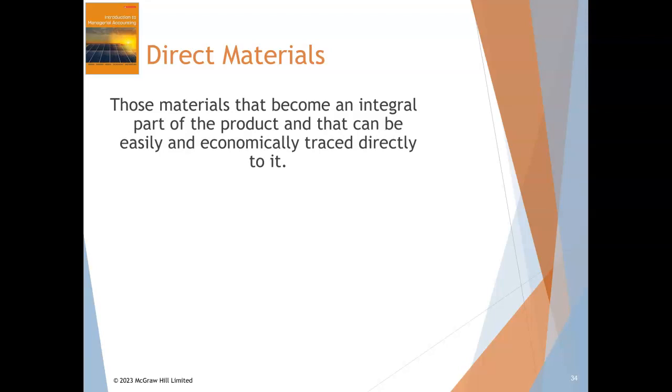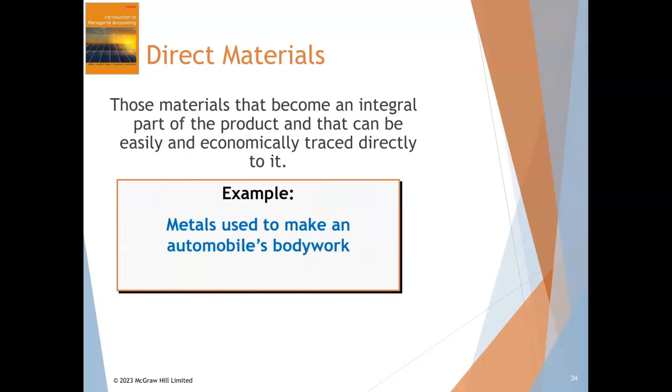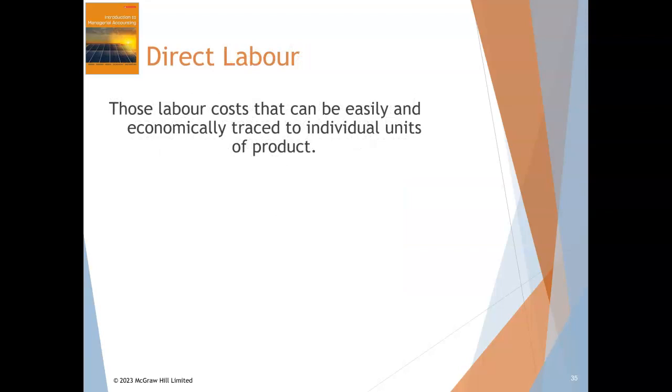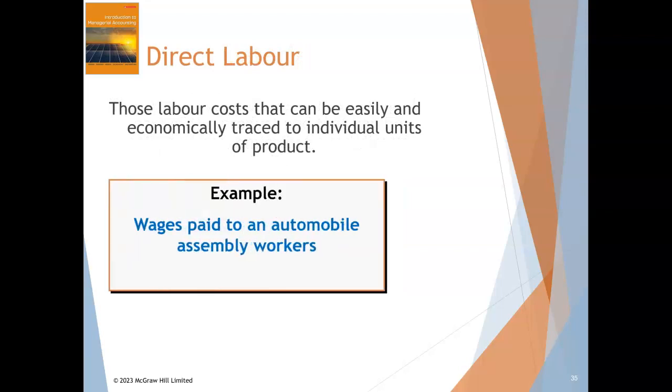Direct materials. Those materials that become an integral part of the product and that can be easily and economically traced directly to it. Example: metals used to make an automobile's bodywork. Direct labor. Those labor costs that can be easily and economically traced to individual units of product. Example: wages paid to automobile assembly workers.